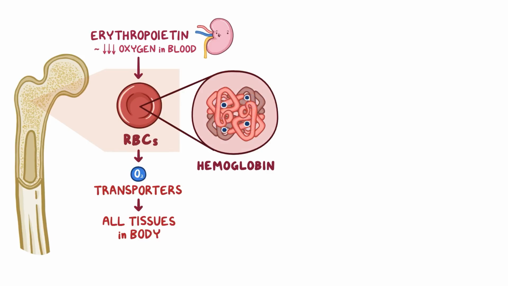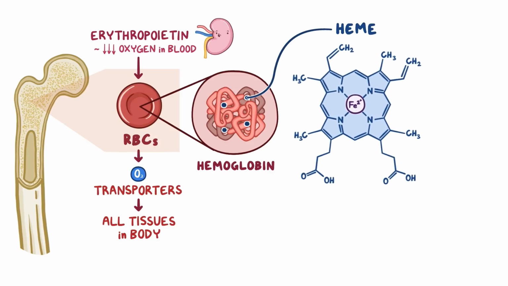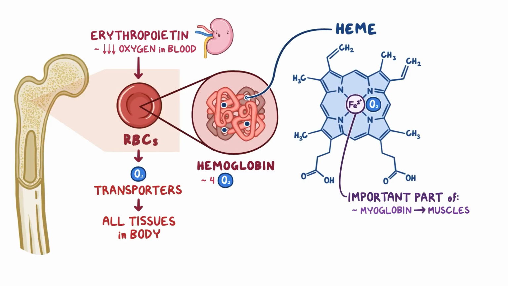Zooming in even closer, each hemoglobin molecule is made up of 4 smaller heme molecules, which have iron right in the middle. Oxygen binds to the iron, so each hemoglobin molecule can bind 4 molecules of oxygen. In addition, iron is also an important part of proteins like myoglobin, which delivers and stores oxygen in muscles, and mitochondrial enzymes like cytochrome oxidase, which help generate ATP.